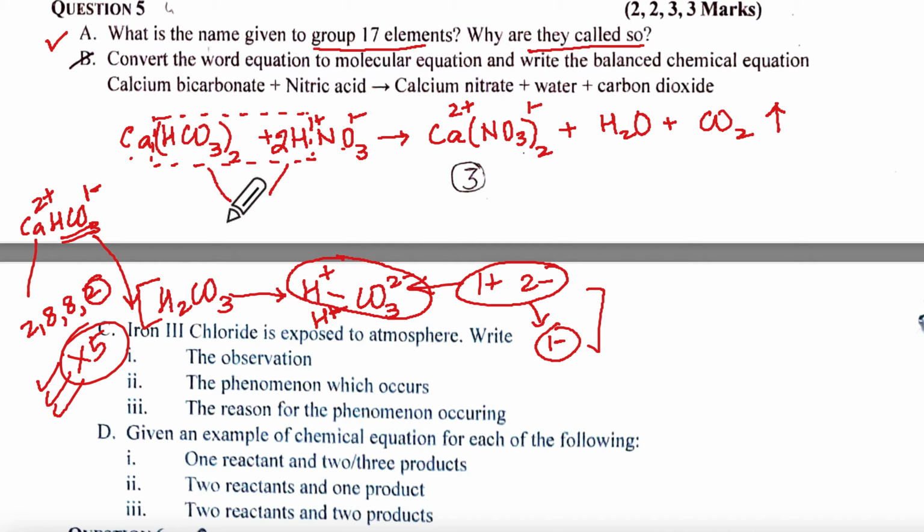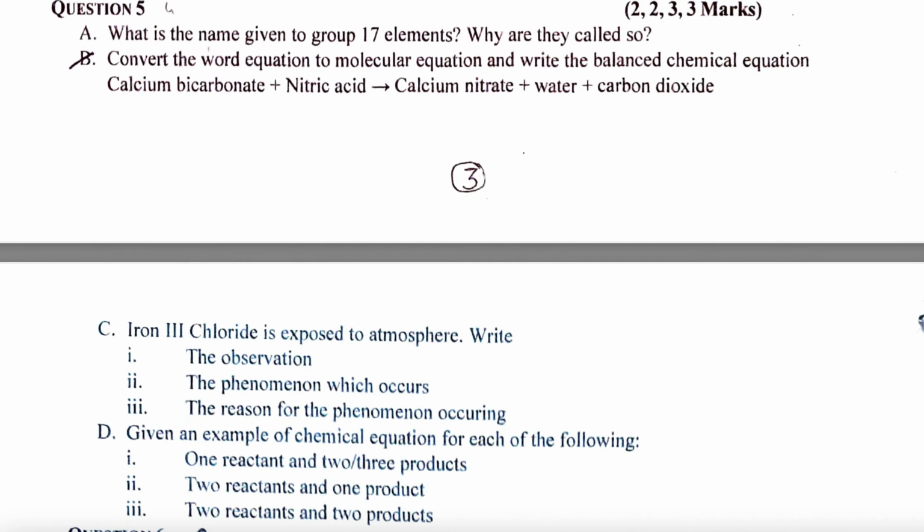Now here you have to think: 1 HCO3 and 1 H will give you 1 H2CO3, but there are 2 H's, so I will need 2 HCO3s. It will give me 2 H2CO3, which means 2 H2O and 2 CO2. Understood? Yes, ma'am. Understood. Okay.